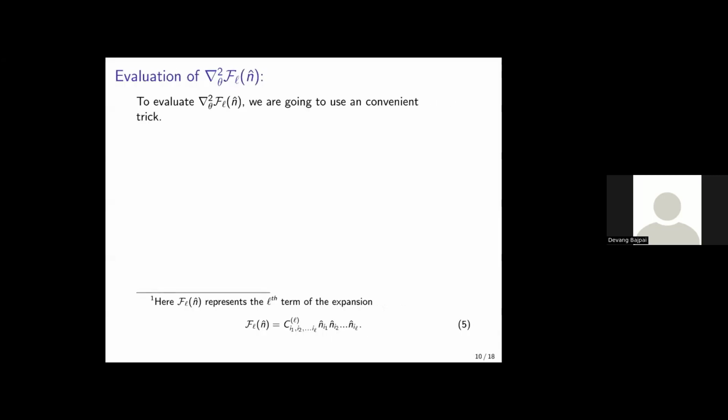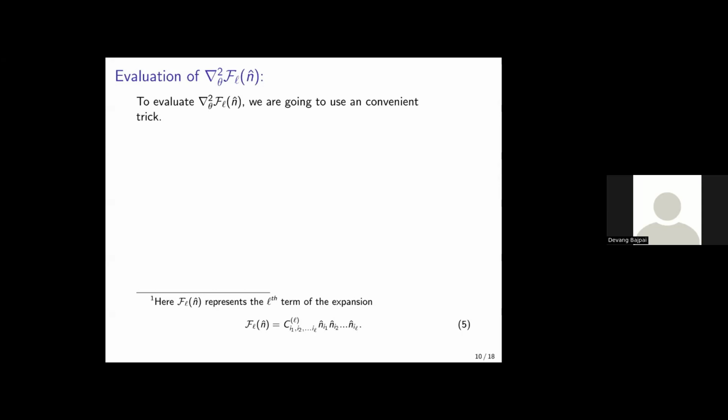Now I want to evaluate the L term of this expansion, because if I am able to evaluate the angular Laplacian for the L term, then I can easily do that for further terms. You can see at the bottom I have also written that the L term is given by the following equation, so you can easily refer to it. Now to evaluate it, I am going to use a convenient trick.